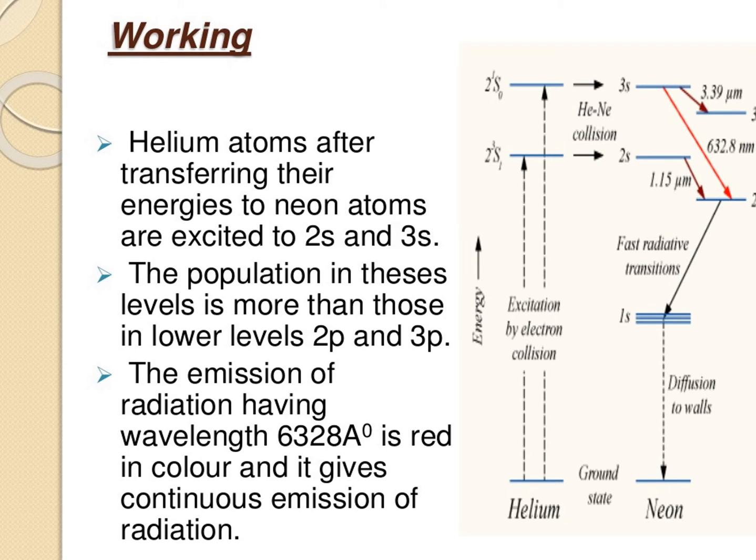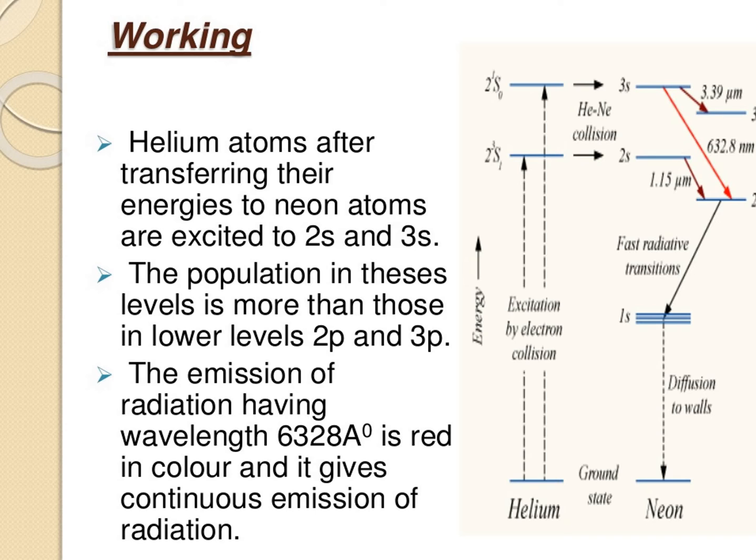Similarly, in neon, the lowest energy level is E1, and the next energy level is E2, shown as 1s. Then E3 is shown as 2p, then E4 is shown as 2s. E5 is shown as 3p, and E6 is shown as 3s. Now these are the energy level diagrams of both helium and neon atoms.